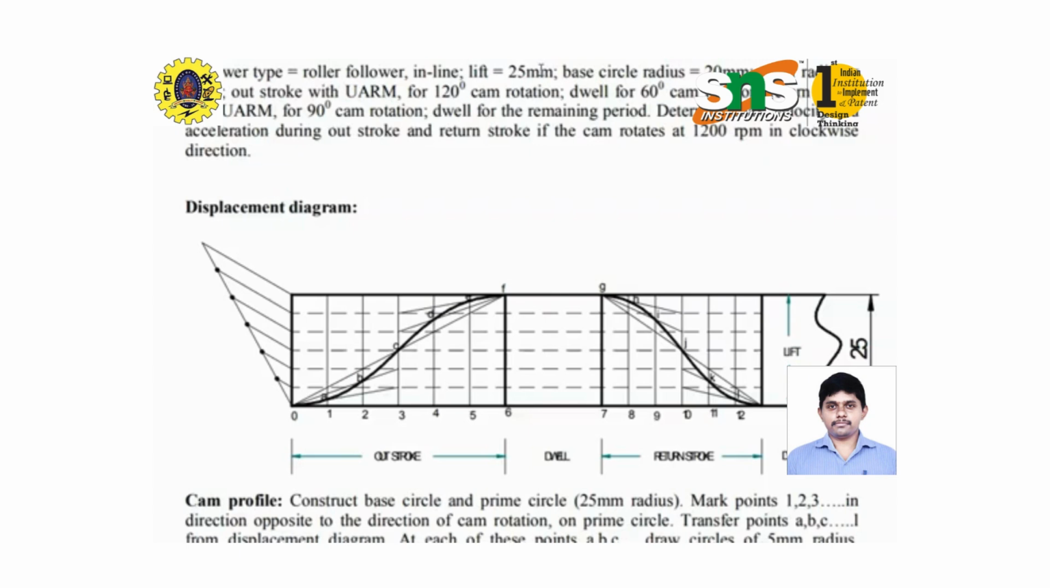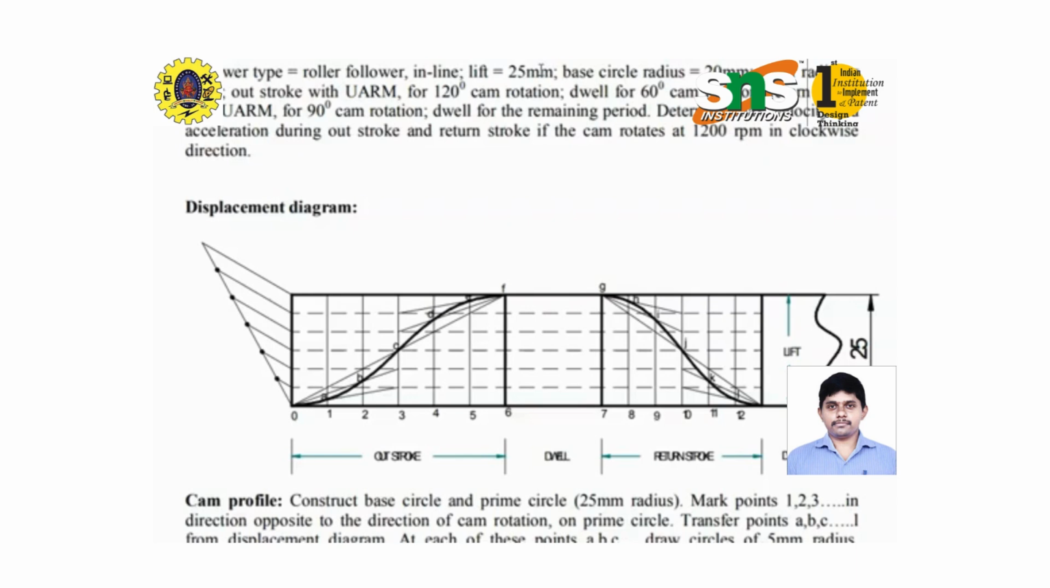So they ask you to determine the maximum velocity and the maximum acceleration during the outstroke and return stroke if the cam rotates at 1200 rpm in clockwise direction. Okay, so in order to draw this diagram, first of all we need to draw the displacement diagram. On the x-axis we need to draw the 360-degree line. On the y-axis we need to construct the line to the distance of the follower lift, that is 25 mm.